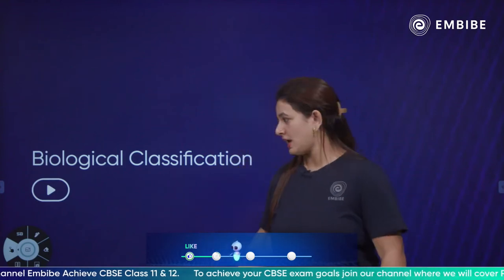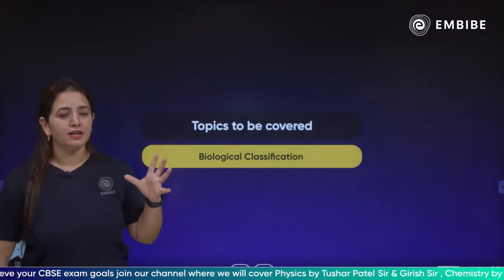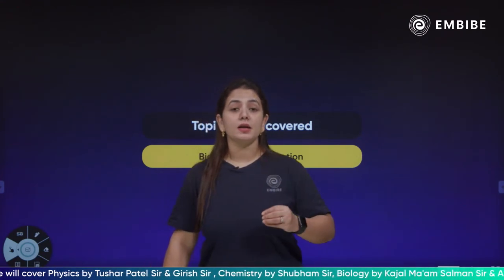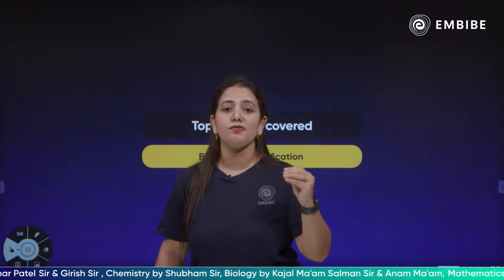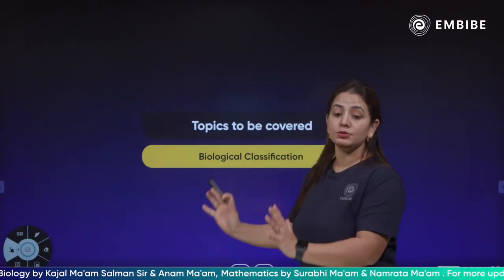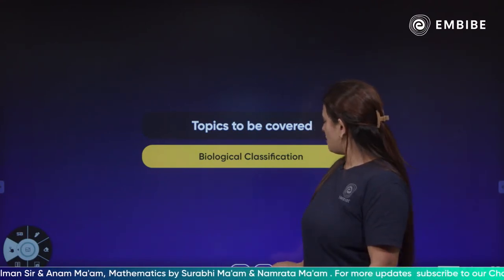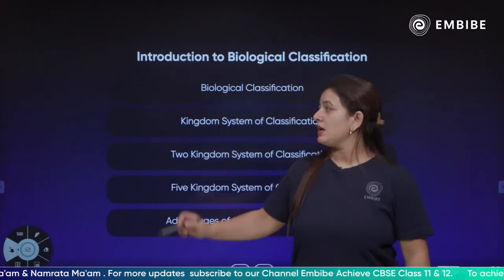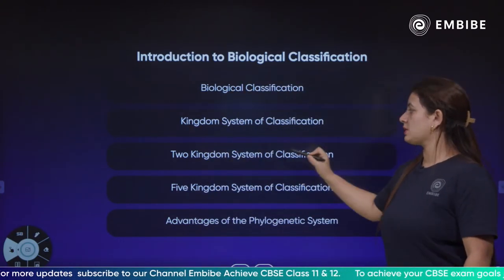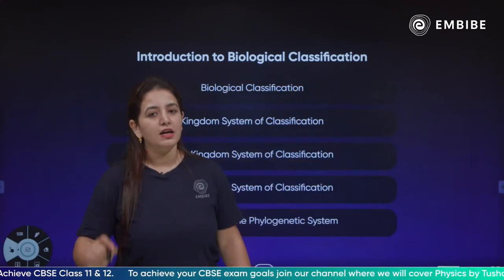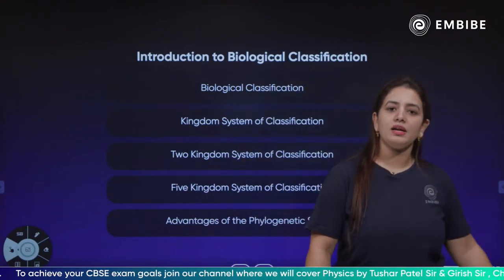So children, in biological classification, the topics we are going to cover are only related to classification. In today's topic, I'm going to discuss what kind of classifications exist, what two kingdom means, what three kingdom classification was, and why three, four, five, all of them, we will discuss in detail. Today we're going to cover the kingdoms of classification, the types of classification in existence. Moving forward children, I will also introduce biological classification, the kingdoms system of classification, the two kingdom system of classification, the five kingdom system of classification and the advantages of the phylogenetic system. All these things will be covered in today's lecture.